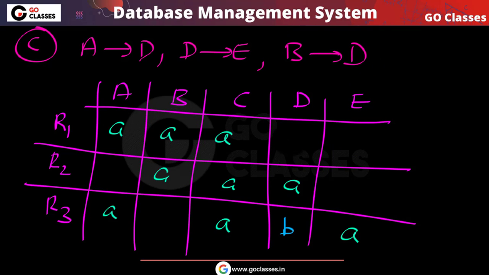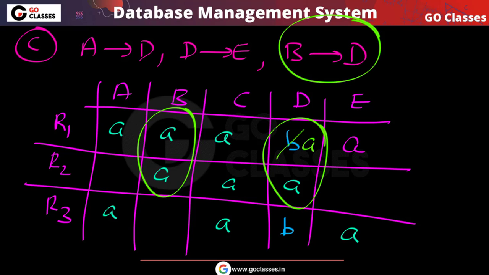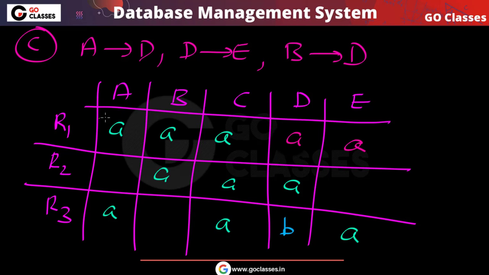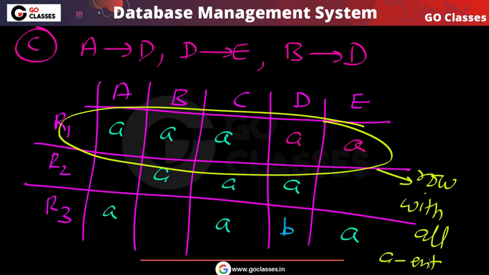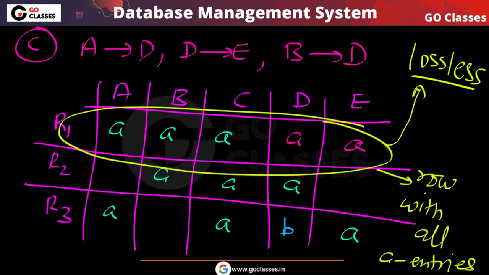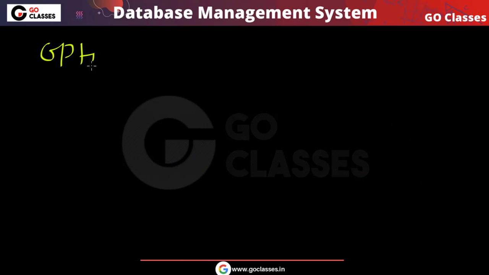So finally we have A here, and we have A here, and now we can stop because we have a row with all the A entries. So here we can stop, and I can say that this is lossless. So this is where you can stop and say lossless. So option A.